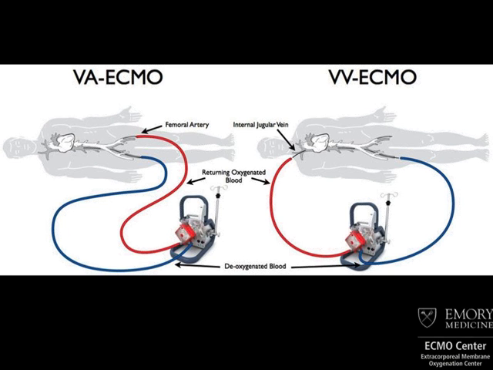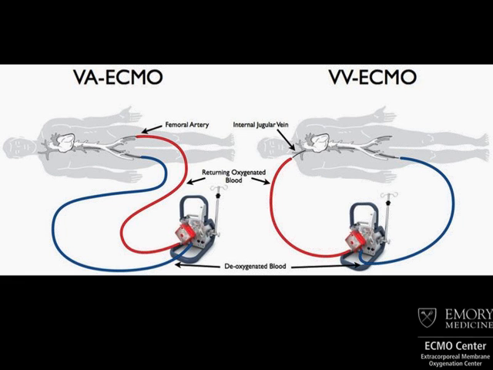The VA ECMO is essentially used for folks that are in cardiogenic shock. All right, that would be the fundamental aspect of it. VV ECMO is used for respiratory failure. And yes, there is sort of a gray spot, which we'll come to in a little bit, as to where you may need both. But you may ask, why do you not always use VA ECMO?